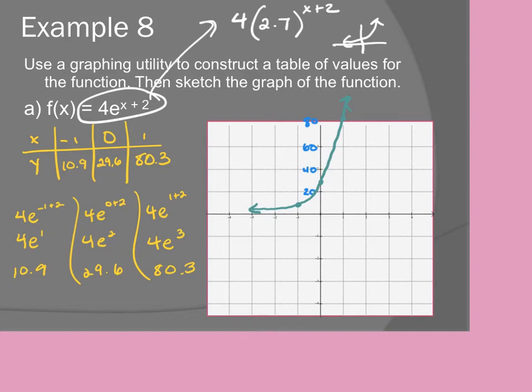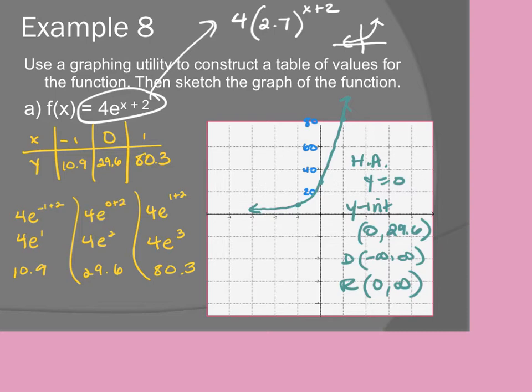So where is my horizontal asymptote? At 0. Was there a vertical shift? No, right? So horizontal asymptote, y equals 0. Where's my y-intercept? Close? No, actually not close. That's on the standard one, right? 29.6. I plugged in 0 already, right? I have that. I can get that from my points. What's my domain? All real numbers. Good. All real numbers, negative infinity to positive infinity. What's my range? 0 to positive infinity. No vertical shift again, right?